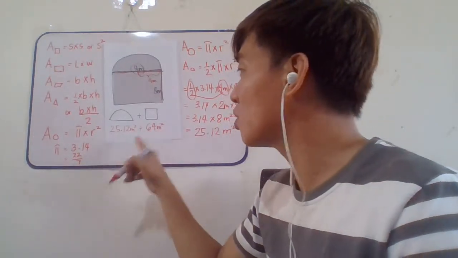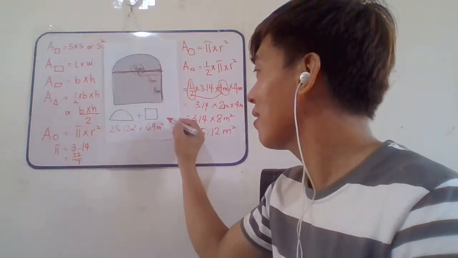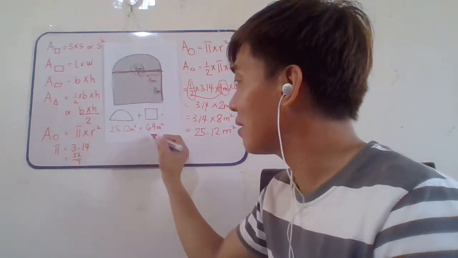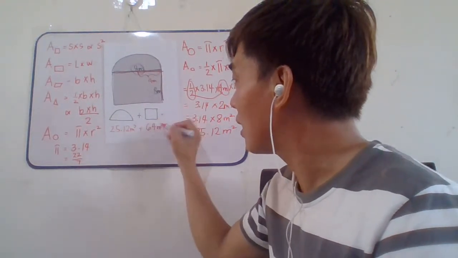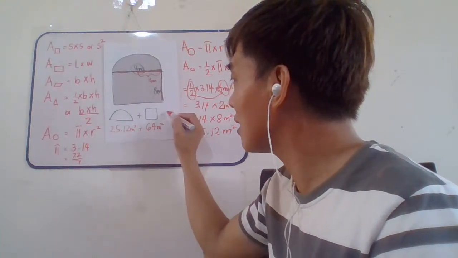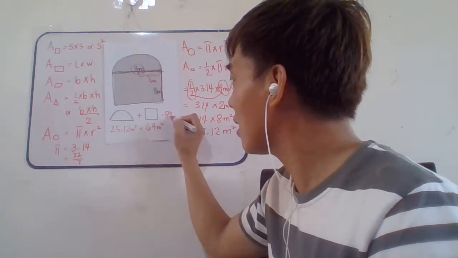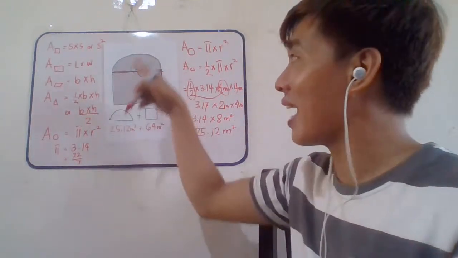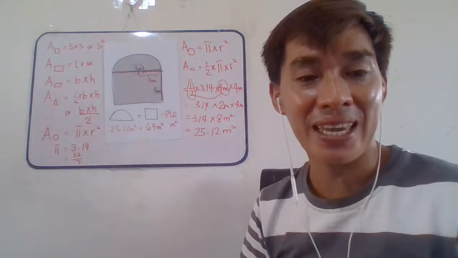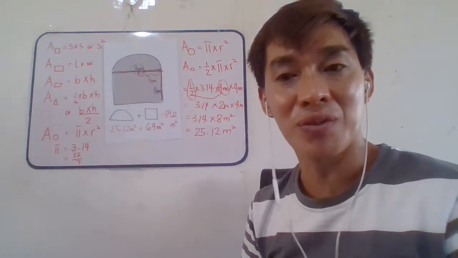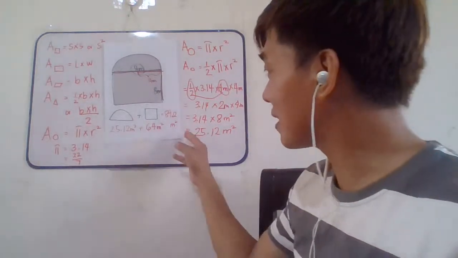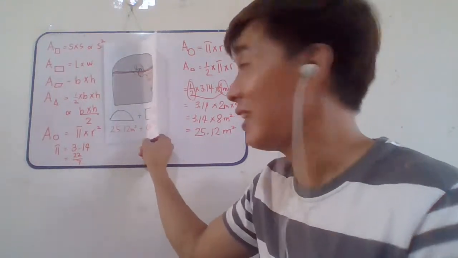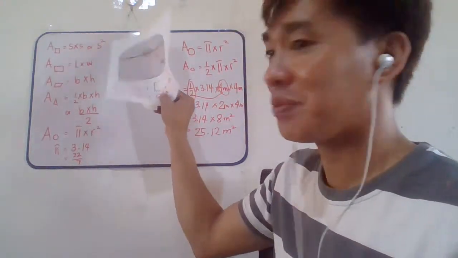Then all you have to do is just add them here. If you add them, that will give us 89.12 meters squared. That's the area of the whole region. I hope it's clear. Okay, let's proceed to the next figure.